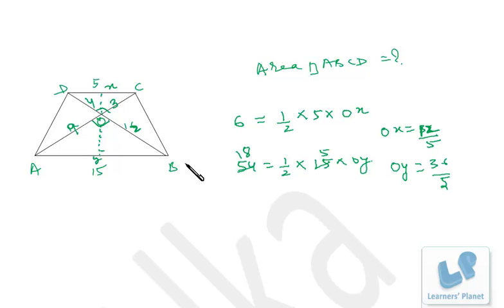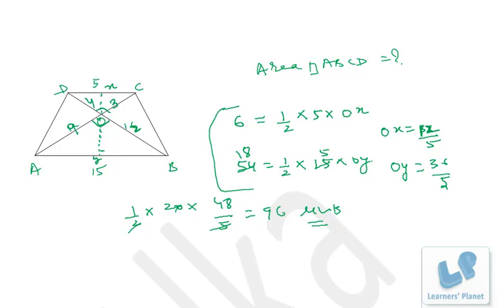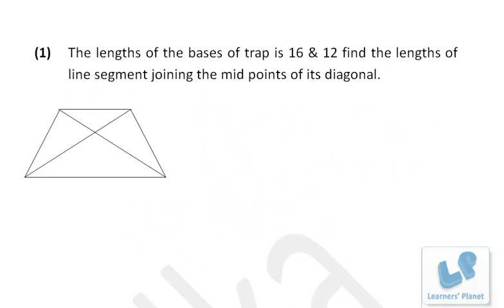Now we can easily find the area, that is half the sum of parallel sides, that's 15 plus 5, 20, into the distance between them or altitude, that's 48 by 5. So that's 96 units. Quite an easy problem. This much work only you have to do. Now we have this question.